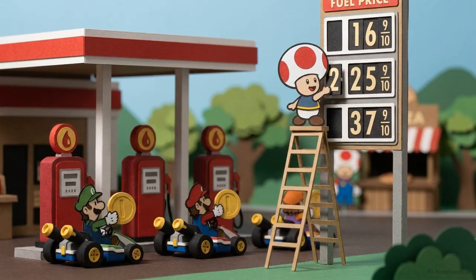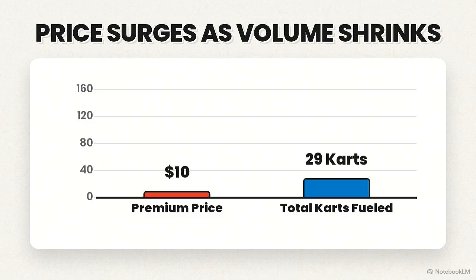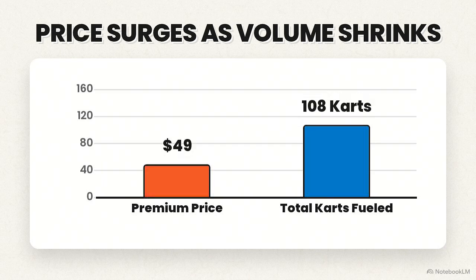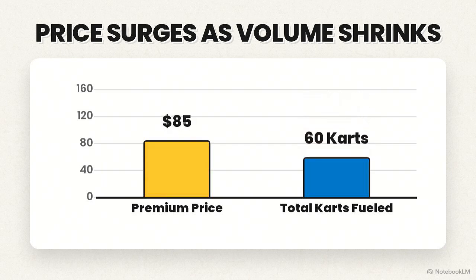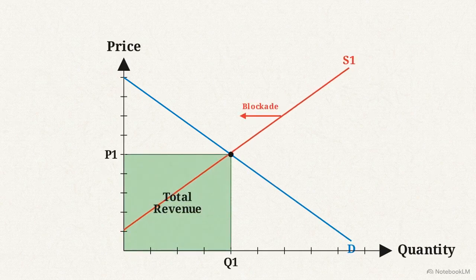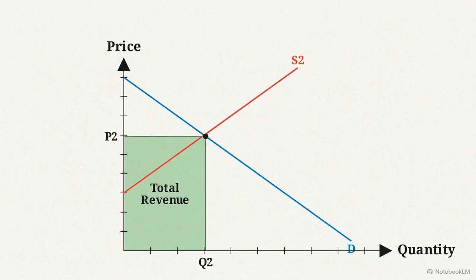To resolve this, station owners raise the price. This continues until the market balances at a new, higher intersection point. A restricted supply causes two simultaneous changes. Buyers pay a higher premium, and the overall volume of trade shrinks. We can calculate the financial impact on the seller by multiplying price by quantity. This rectangle represents total revenue, and Bowser's blockade alters its dimensions.